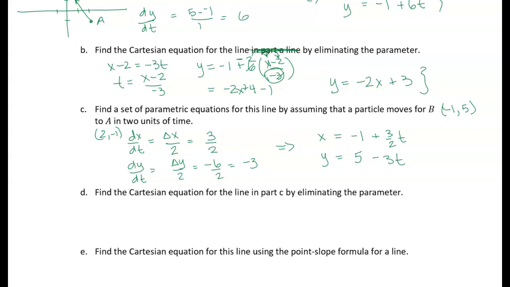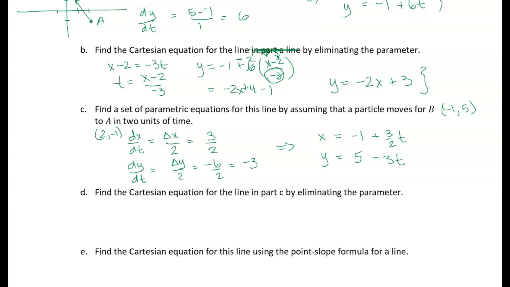Okay, so here are the parametric equations for that same line. The only difference is that we're assuming a different motion of the particle along the line. But this represents the same line, and we can prove that by doing part D, which is to take these parametric equations we just figured out in part C, and write the Cartesian equation.